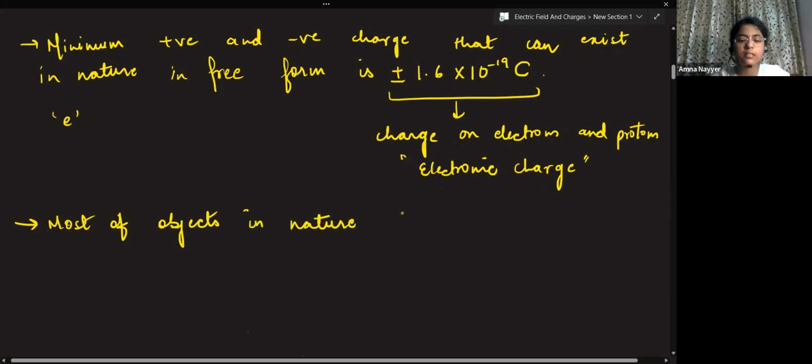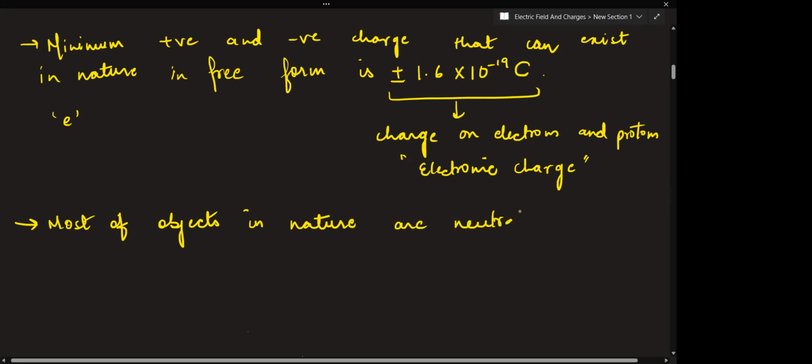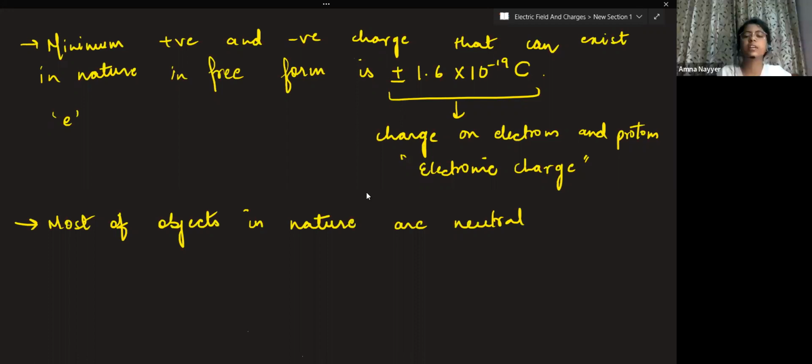Yes, anyone? When does an object become neutral? When it has both positive and negative charges. Yes, Shravya, you are also right. The number of protons and electrons are the same.